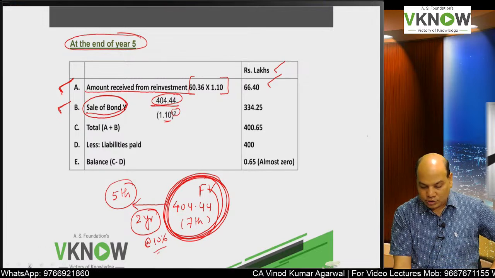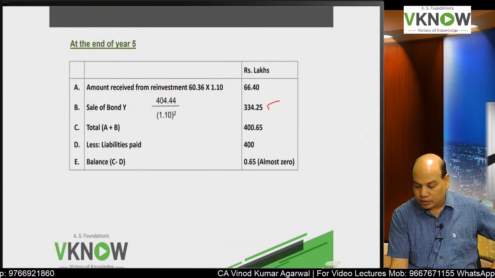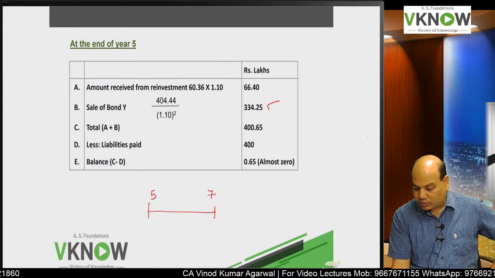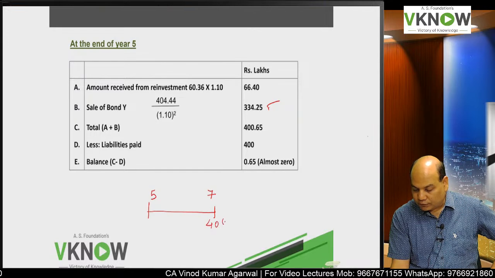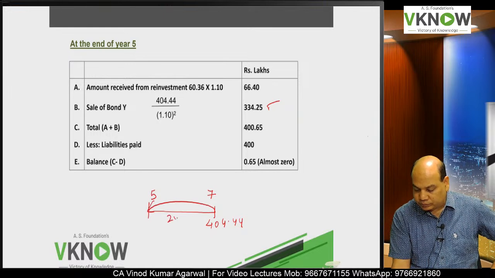So check the calculation. Are you getting 334.25? We are standing here. Bond Y will mature here. You will get 404.44, so discounted by 2 years at 10%.